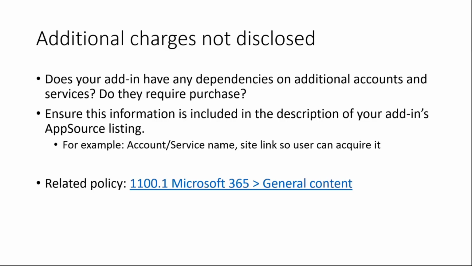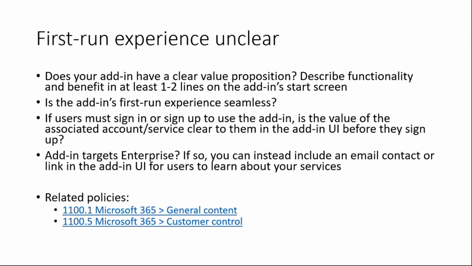Next up, we have that the first run experience is unclear. So to continue from the first point, one of the key things we have in the policies is that the add-in needs to have a clear value proposition. Why should I get this add-in? What's really so awesome about it? What are the benefits? So you want to make sure and have that description, even on the add-in itself in the start screen, so that they've installed the add-in and maybe it was a while ago.